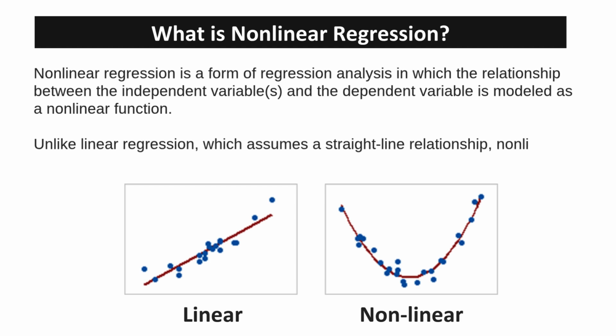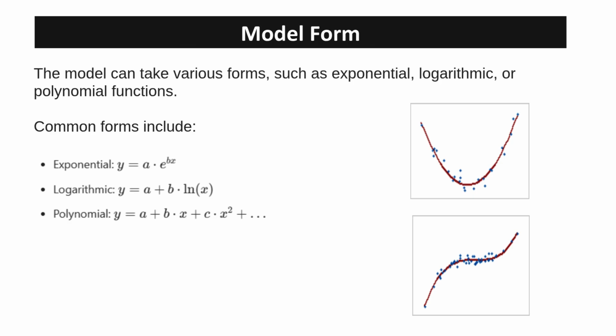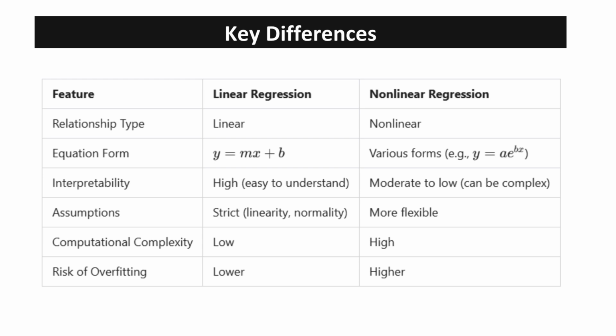This flexibility makes it especially useful in fields where data behavior cannot be accurately described by a simple linear model. The model can take various forms, such as exponential, logarithmic, or polynomial functions. Linear regression assumes a straight-line relationship between the independent and dependent variables. Nonlinear regression is a type of regression analysis used when the relationship between the independent variables and the dependent variable cannot be accurately described by a straight line.